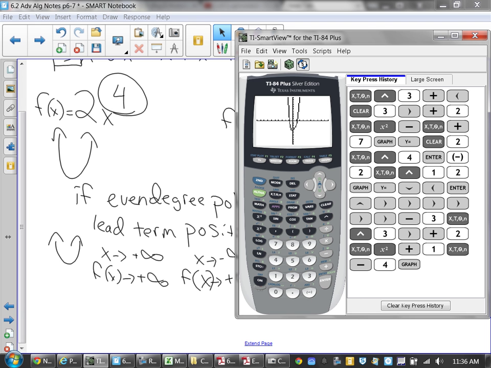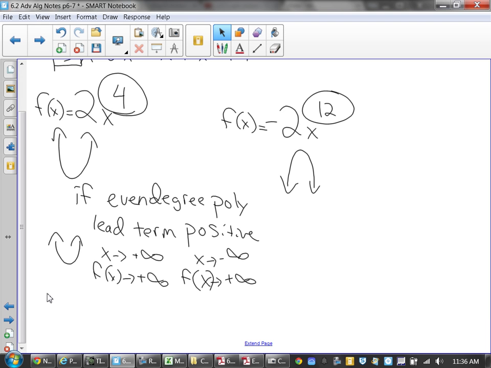Absolutely nothing is showing up. Your window's all sorts of messed up. Change your window to a 10 by 10. What's going to happen here is that eventually you're going to get graphs that go up and down and do a lot of weird things, but the tails will be the same.